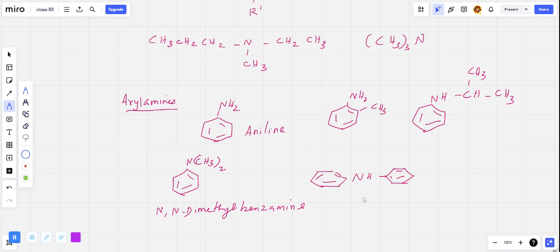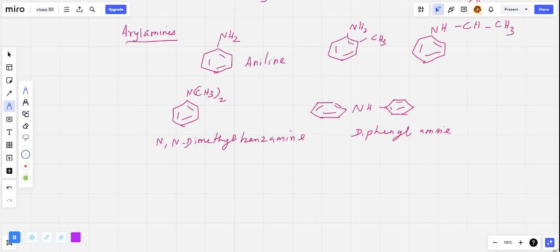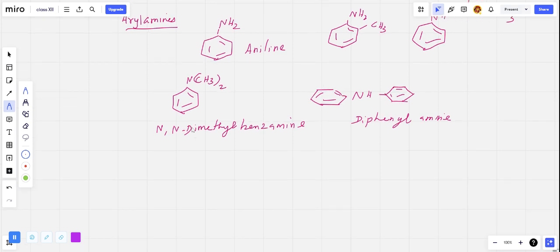Okay, so this one, diphenylamine. Everything comes under arylamines. This is also one of the classifications. Then one more classification: heterocyclic amines.